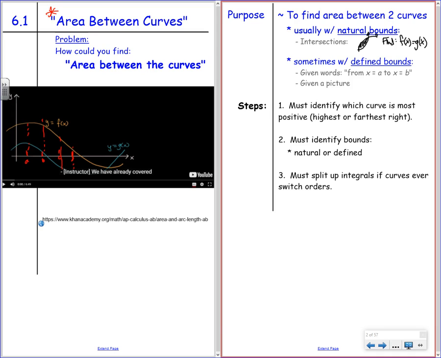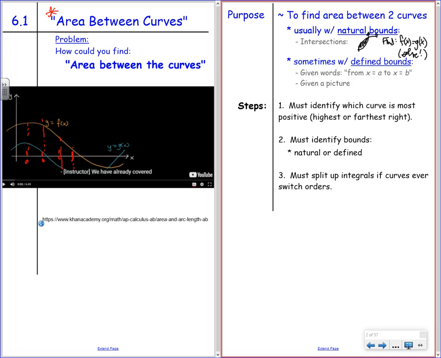So if they don't give you bounds, you're probably finding them yourselves. And you're finding them yourselves by setting f of x equal to g of x, and then you're solving with some sort of algebraic process. Maybe factoring, maybe with a calculator. That's actually going to happen quite a bit on the AP. Not quite a bit, but it will happen on the AP using your calculator to find intersections.